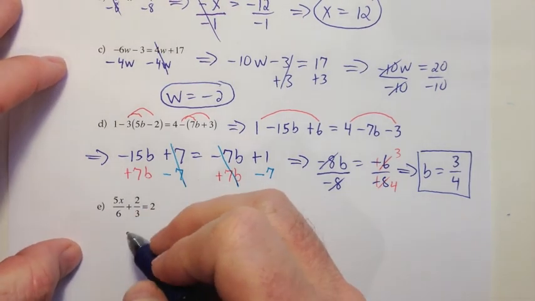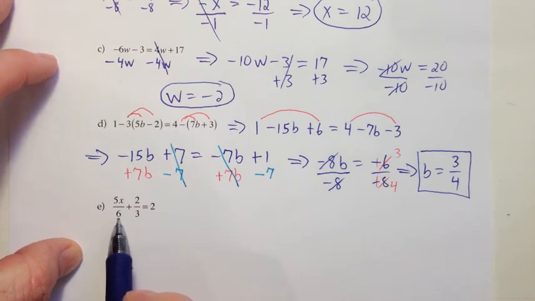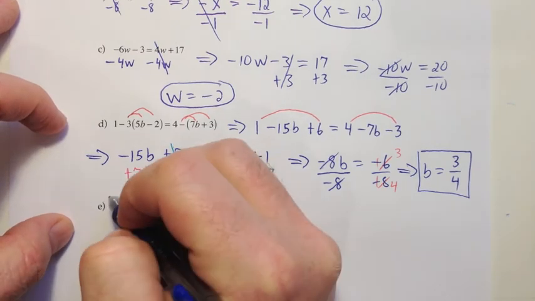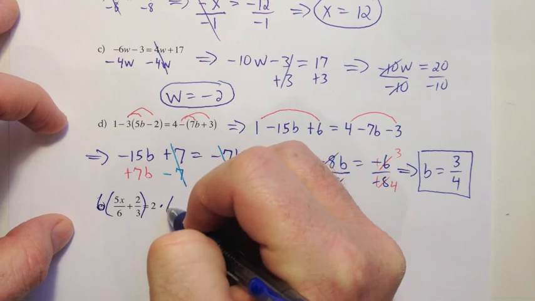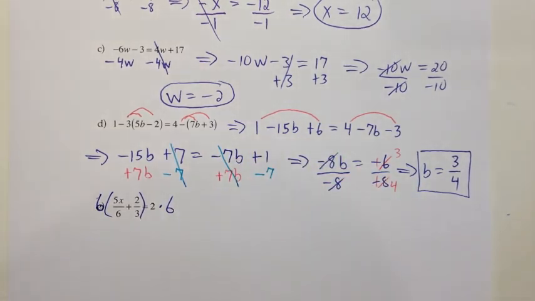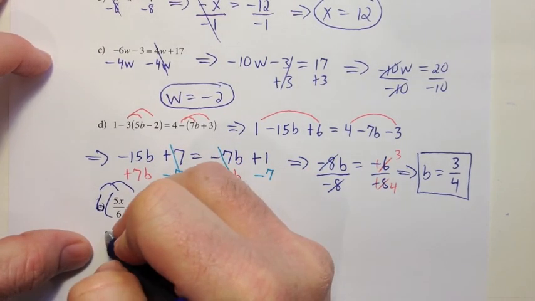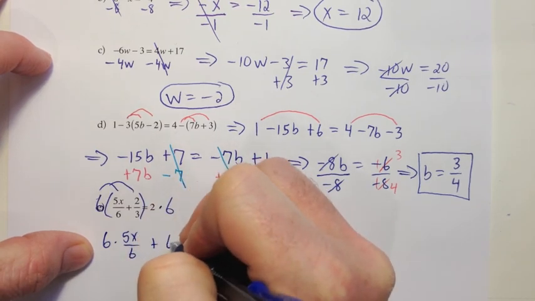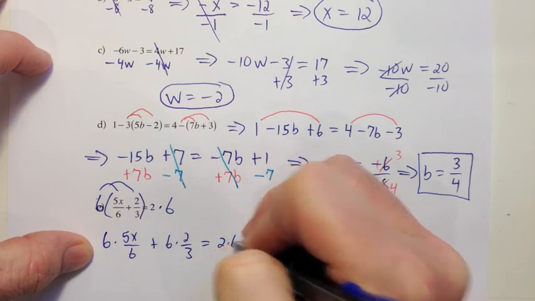So another option is to try and clear the fractions. So you look at the fractions you have and you think about what's the least common denominator. In this case that would be 6, and you're going to multiply the left hand side of the equation by 6, and you're going to multiply the right hand side of the equation by 6, whatever the LCD is. And then on the left side you'll do the distributive property, and so we get 6 times 5x over 6 plus 6 times 2/3, and on the right side 2 times 6.